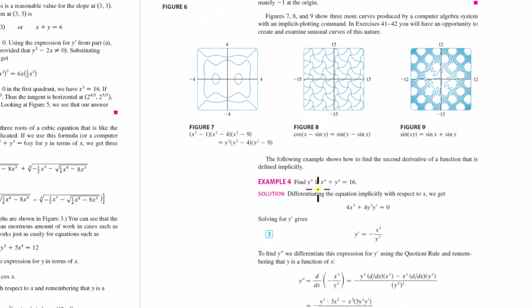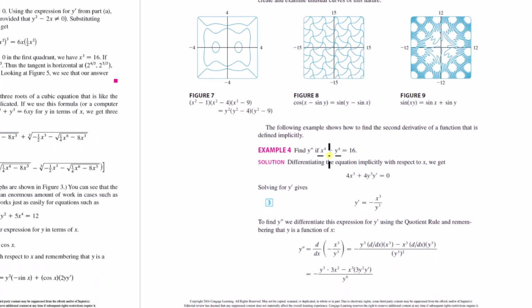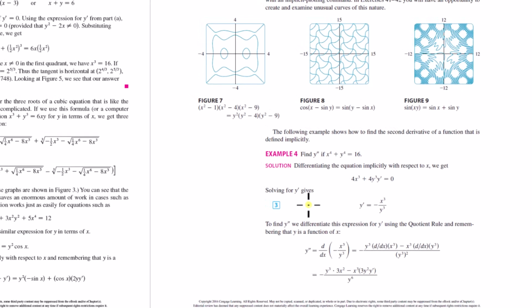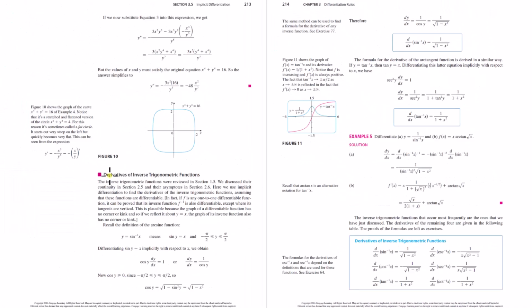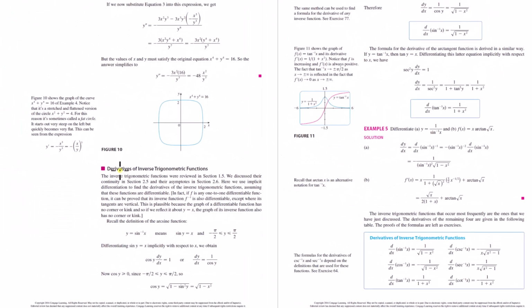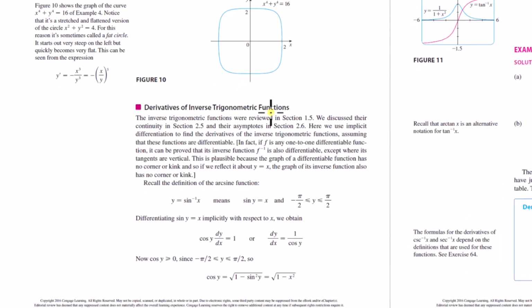Okay, so here they find y double prime. We'll do examples of finding the second derivative implicitly as well. Once you learn implicit differentiation for just finding the first derivative, then it's an easy step to do the second derivative. Okay, so now it turns to derivatives of inverse trigonometric functions.